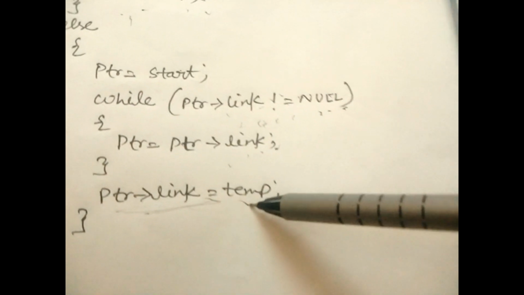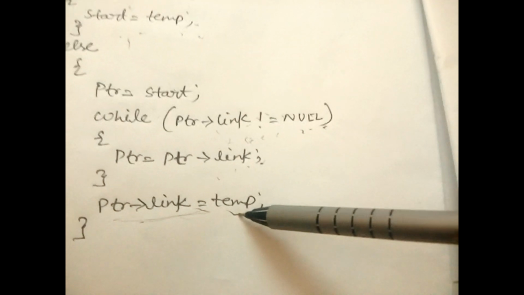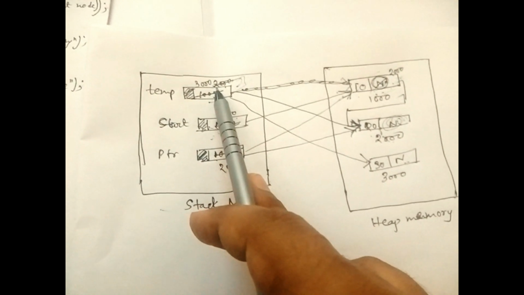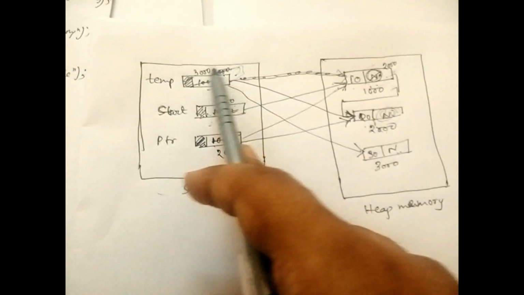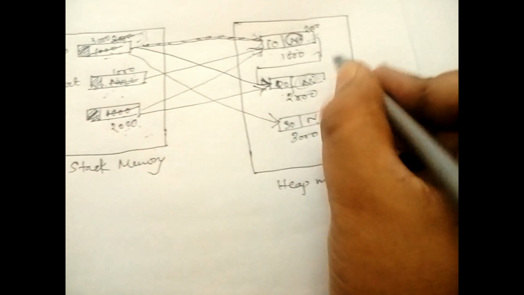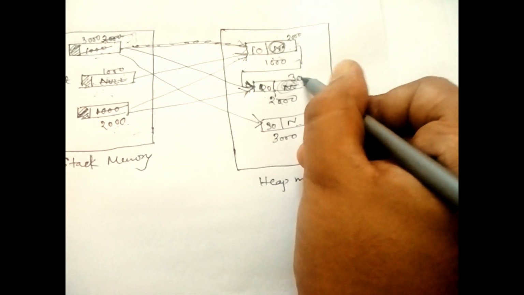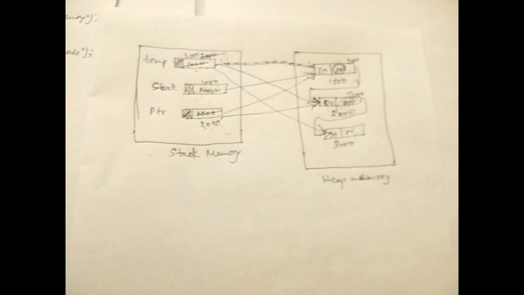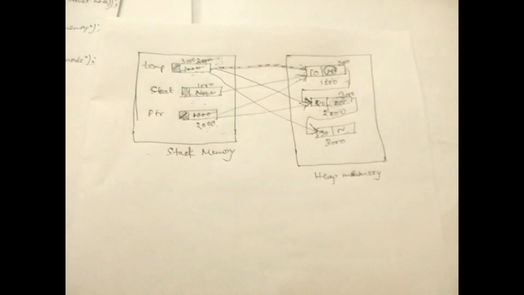Clear? The condition is not satisfied, because the while needs ptr arrow link not equal to null, but here ptr arrow link is null. So go to this statement, ptr arrow link equal to temp. Clear? And the value of temp is 3000. The value of temp is assigned into ptr arrow link. That means here it is 3000. So it points to the next node. Clear? In this way the list is created in heap memory.